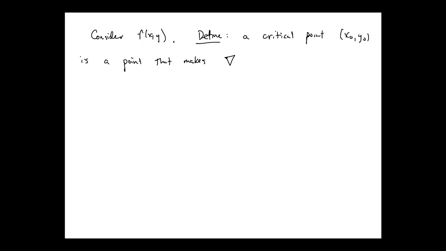Well, last time, let's just remind ourselves where we were. If we have a function, consider a function f of x, y. We're going to define a critical point. A critical point is anything that makes the gradient the zero vector.